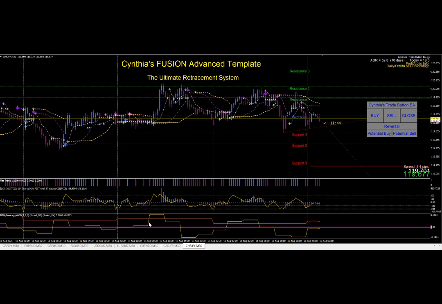And then the real entry comes when the yellow line crosses the orange line. So that's a real surge of trend and momentum, and then that would be your buy entry right there. So it's a perfect buy entry, and right in here it shows you that the uptrend is very strong.